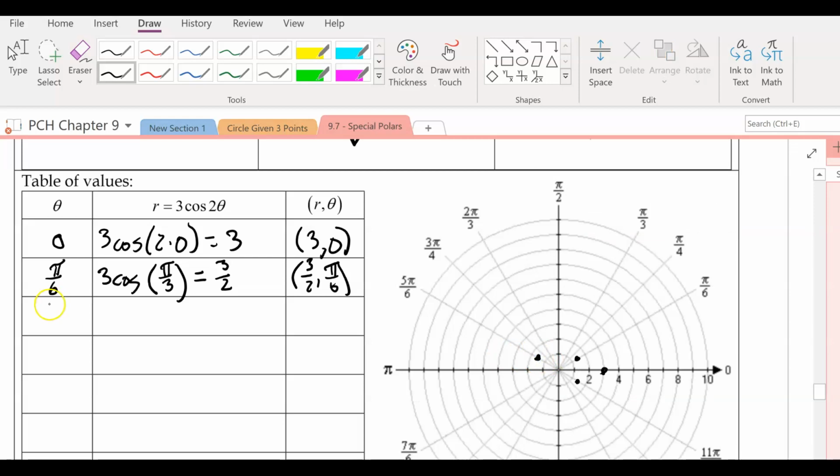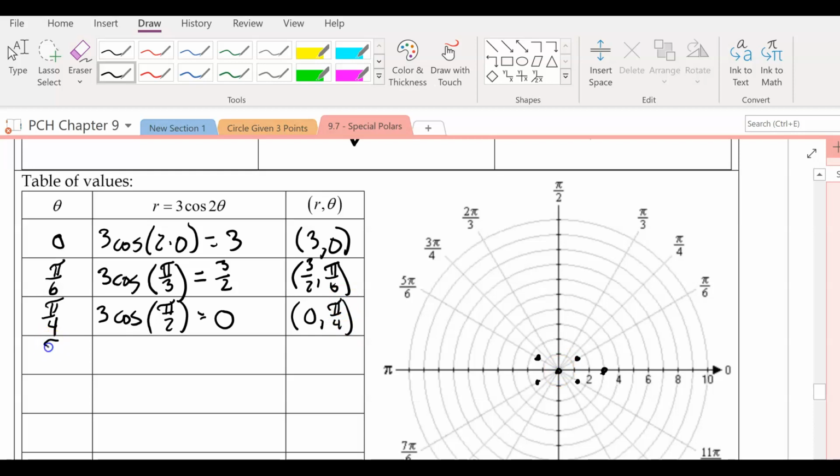Let's move on to pi over 4. Actually, we could also rotate this 180 degrees. So I'm going to rotate it 180 degrees to 7 pi over 6. All right. So for pi over 4, we have 3 cosine, and 2 times pi over 4 is going to be pi over 2. Cosine of pi over 2 is 0, so 3 times 0 is 0. So that's 0 pi over 4. So this just gives us a point at the origin.